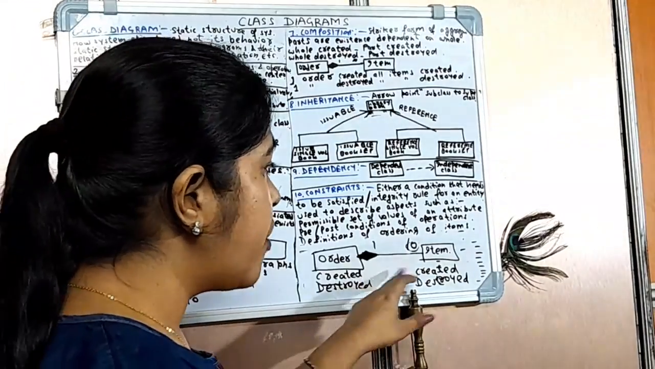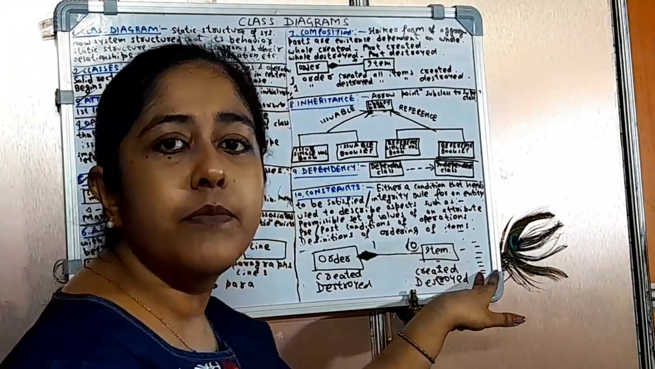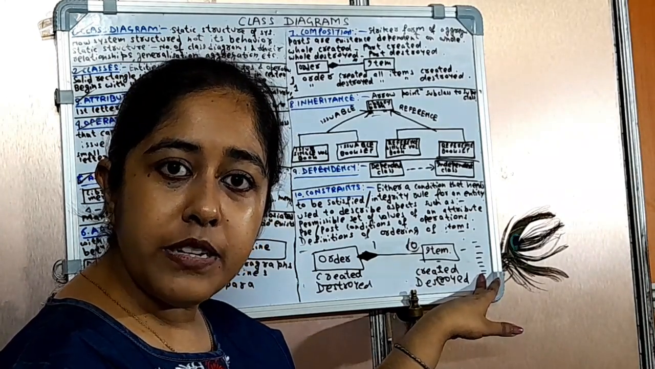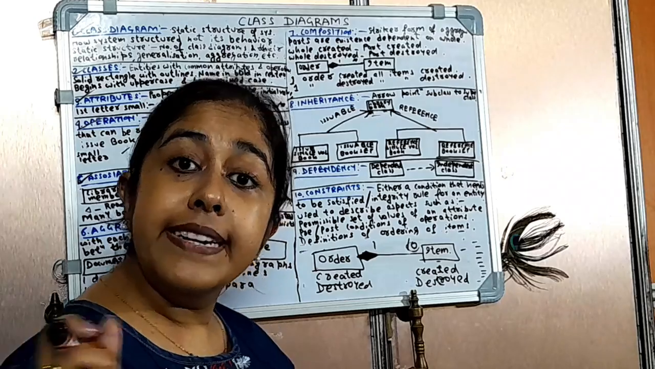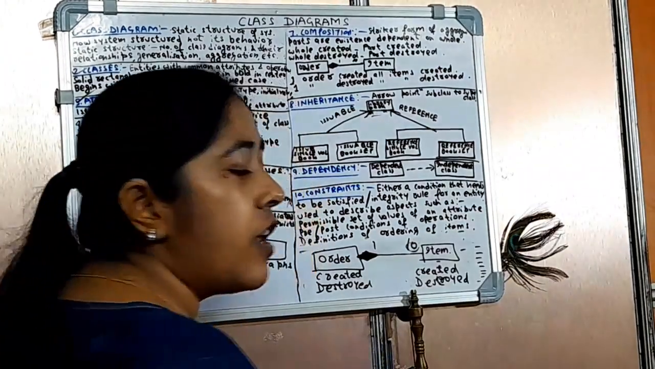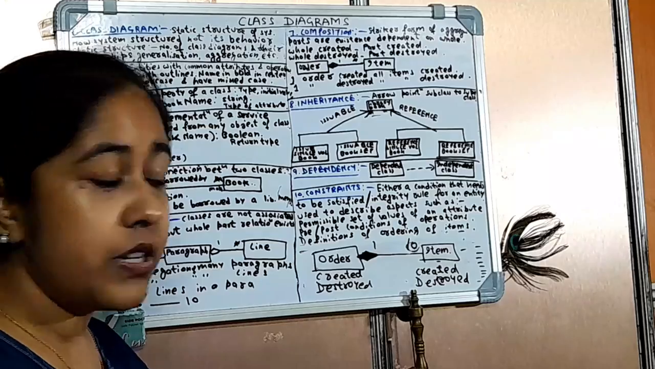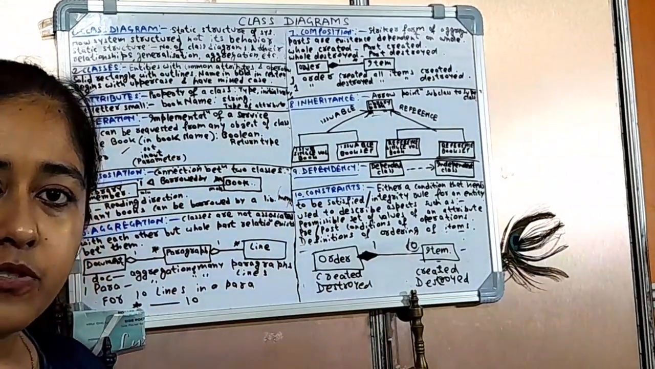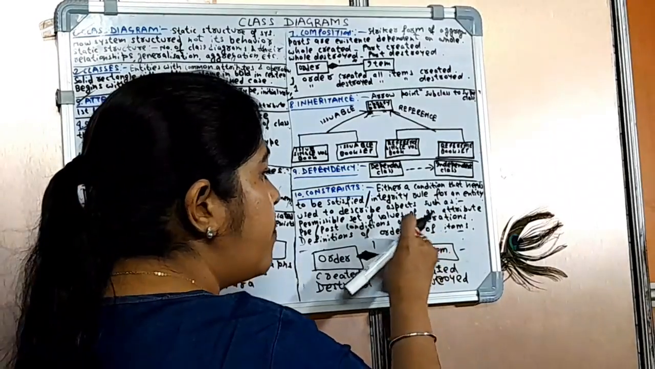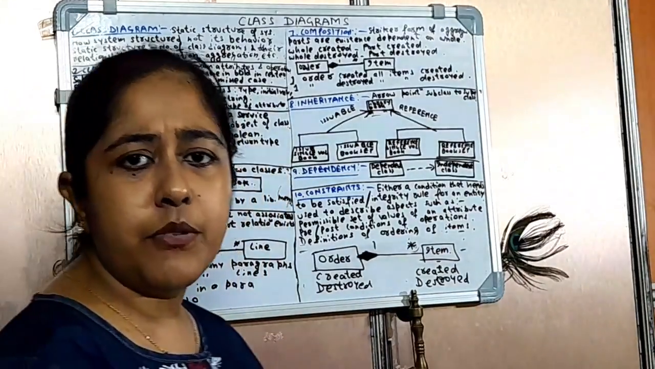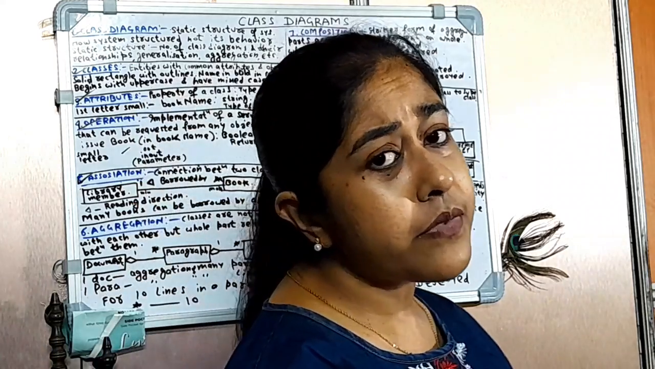If you are creating the order, naturally these items are also created and also ordered. But if I want to destroy something from there, I cannot just destroy one particular item from my order. I have to destroy the whole order. Then only can I destroy the items also. So this is what you have to write here, that is my asterisk sign: any number of items can be in your order.